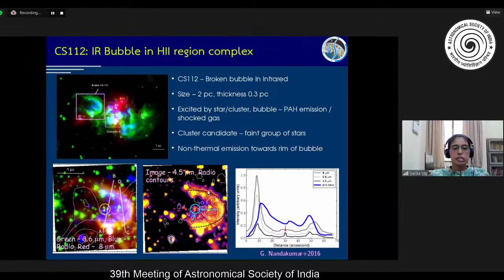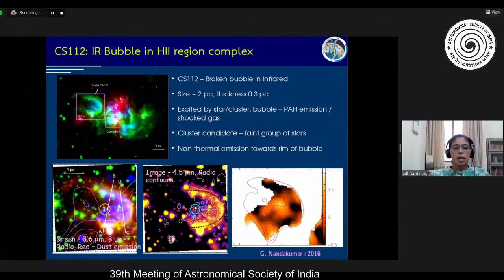So we think that this bubble region, which has been excited, is mostly a wind-blown bubble in our probability, excited by this cluster of stars which we see at the center. Since we had observations at 2 different wavelength bands, another interesting observation was that the spectral index map towards this region showed negative values, indicating the presence of non-thermal emission.